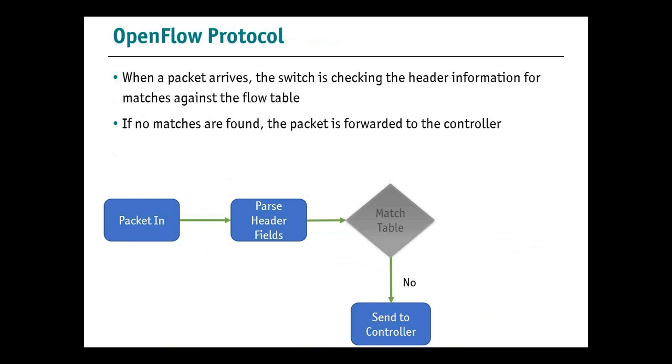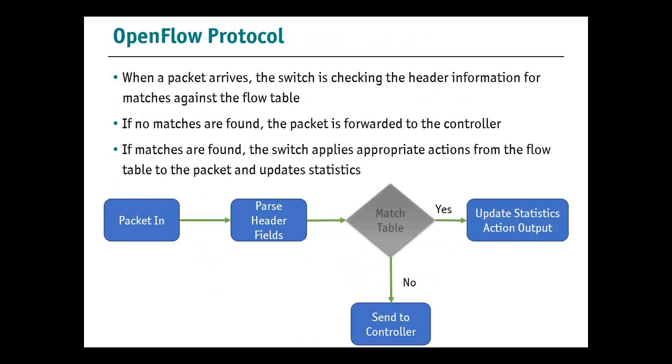So in some of the next steps, another packet is arriving at the switch, and the switch now can match a specific flow entry to the packet, and it will directly forward this packet to the corresponding output, and it will update statistics on that flow entry.